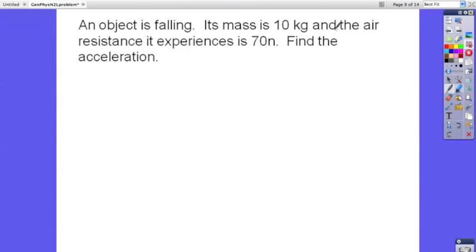An object is falling, its mass is 10 kilograms, and the air resistance is 70 newtons. Find the acceleration. Here's our object. There's the weight. Here's our air resistance. And the air resistance is 70 newtons. Let's do Newton's second law. F net equals ma. Replace F net with the actual forces, right? Air resistance is upward, weight is downward.